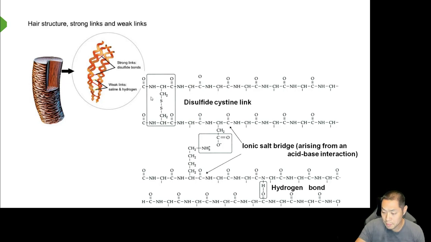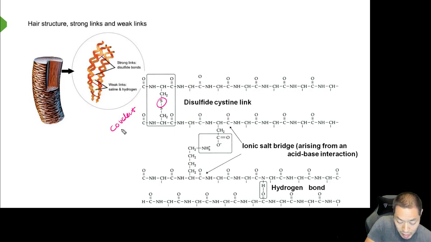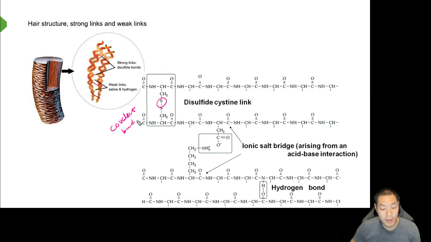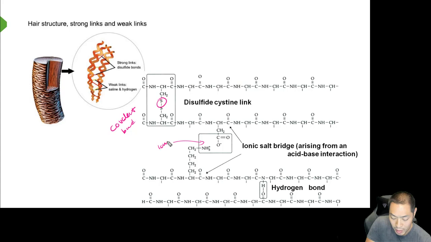So this right here is covalent. That means it is a very, very strong bond. Here you have ionic, and then here you have hydrogen. So this is the weakest, next strongest, strongest.